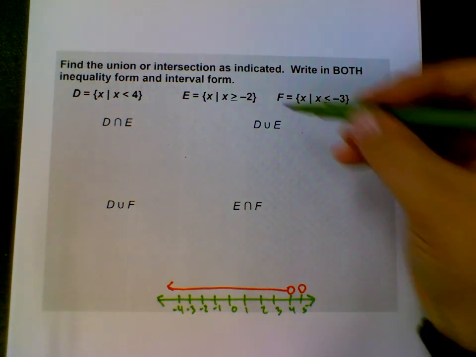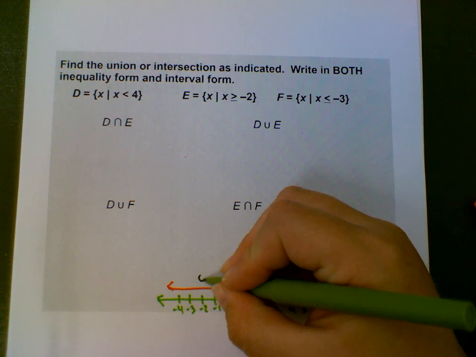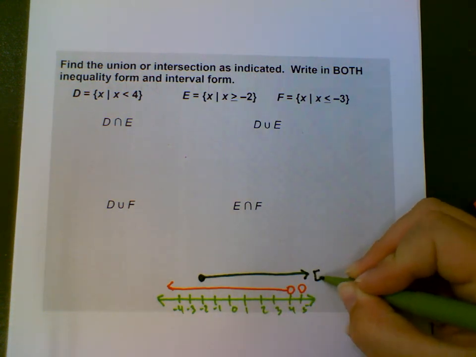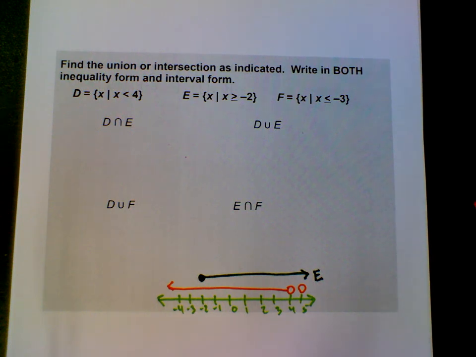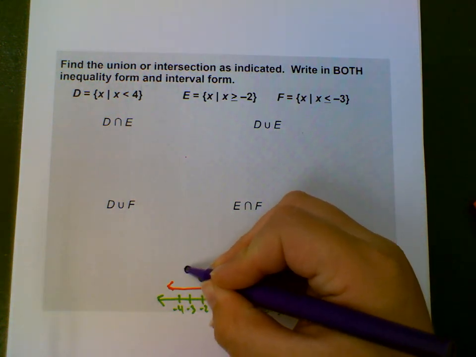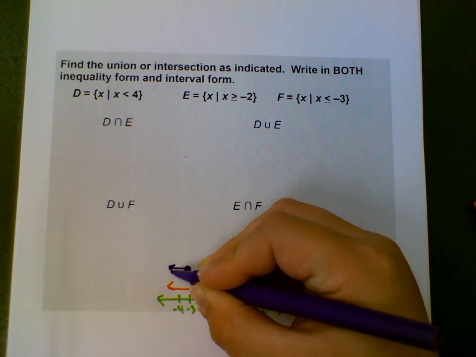My second set will be E, x is greater than or equal to -2. That's a filled in circle at -2, arrow to the right. That is E. And my third one, x is less than or equal to -3. That's a filled in circle at -3, arrow to the right. That is F.